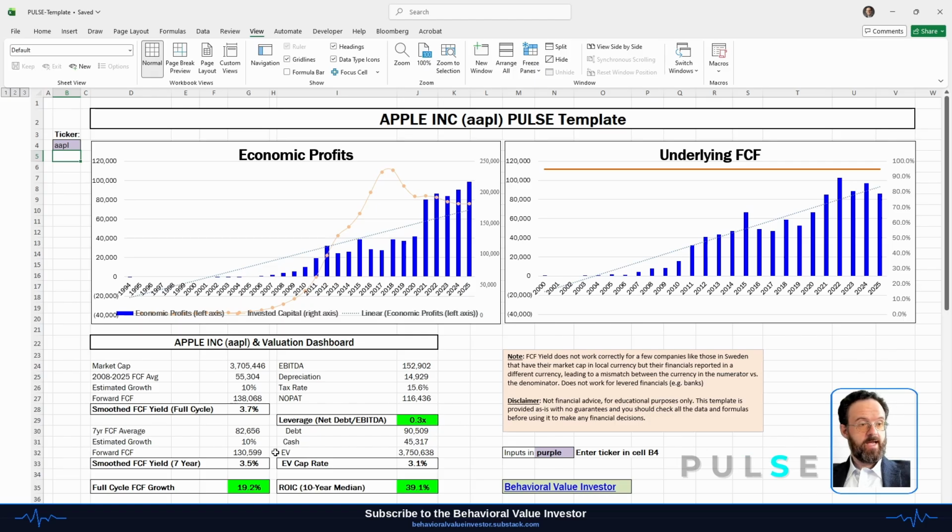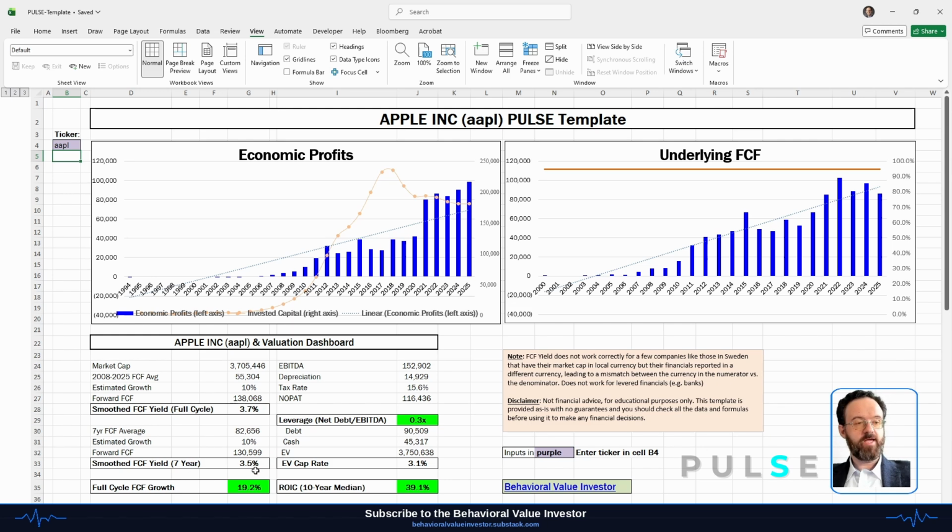And then let's go to the last two metrics, the first of which is the smooth free cash flow yield, the S in the PULSE framework. And that one is not as great. 3.5% is a fairly low free cash flow yield. And again, this is a 7-year average pooled to a forward 12-month equivalent. So 3.5, that's not great.